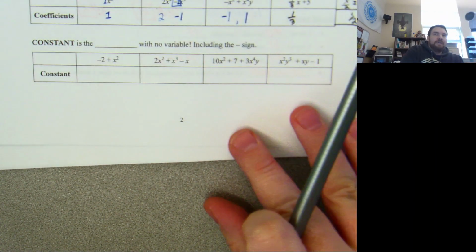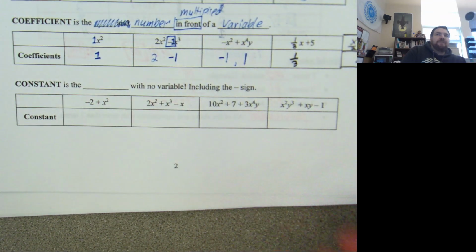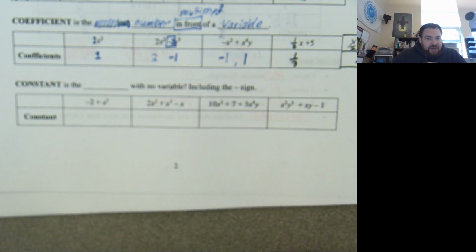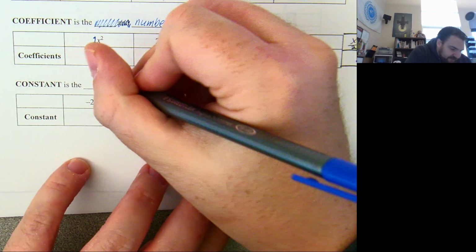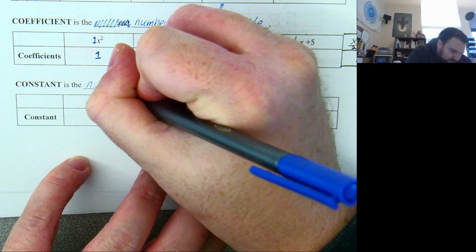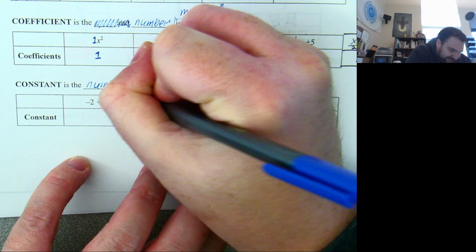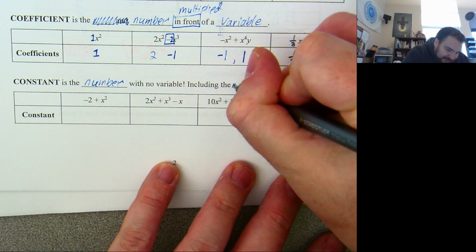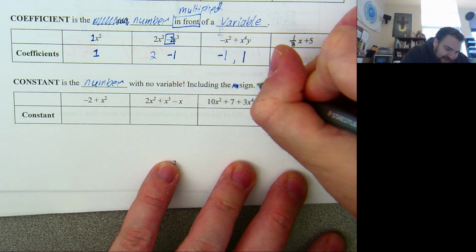Okay, here we go. There's your coefficient. Let's talk about the constant. A constant is the number that doesn't have a variable. And you need to include the sign out front.